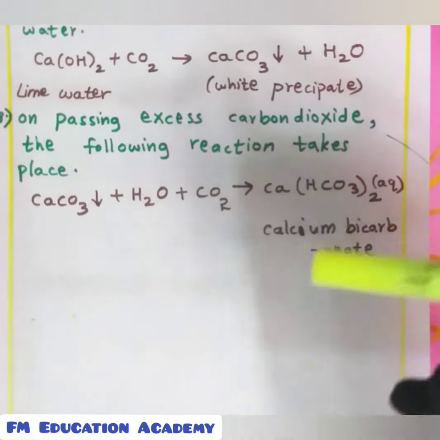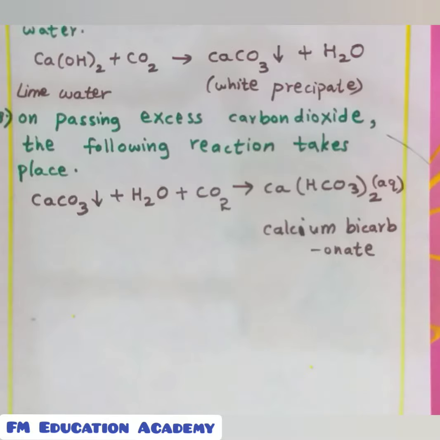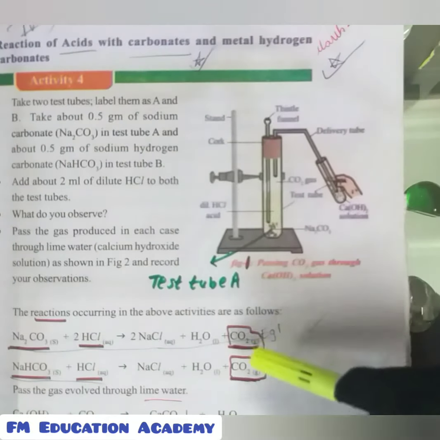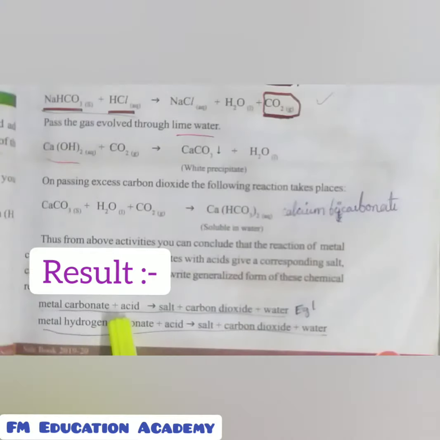So our main aim was to know whether carbon dioxide is released or not. The main result we got from this: whenever acid reacts with metal carbonate, salt, carbon dioxide and water are released. And similarly, whenever acid reacts with metal hydrogen carbonate, salt, carbon dioxide and water are released. This is the result of this experiment.